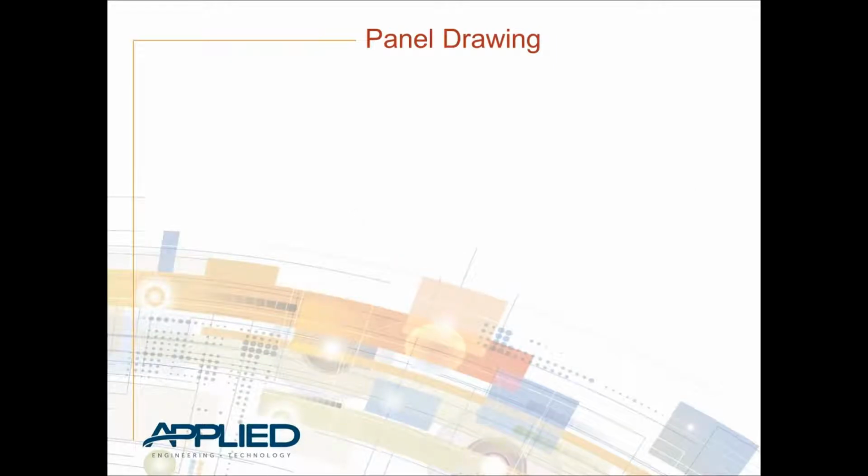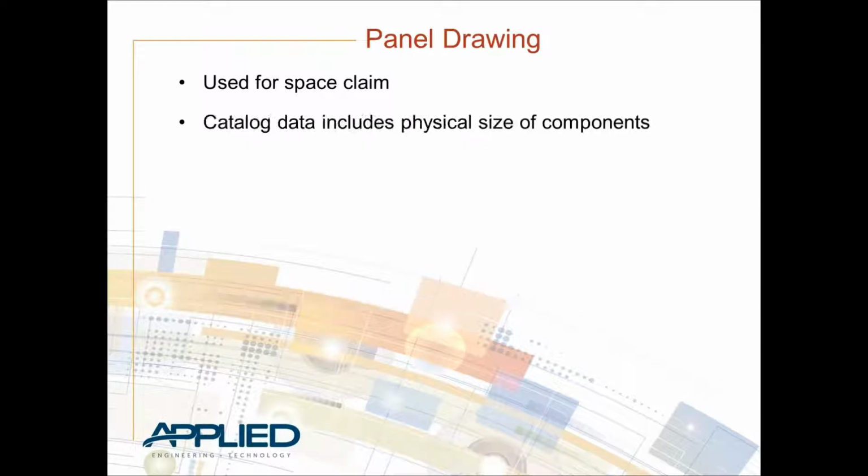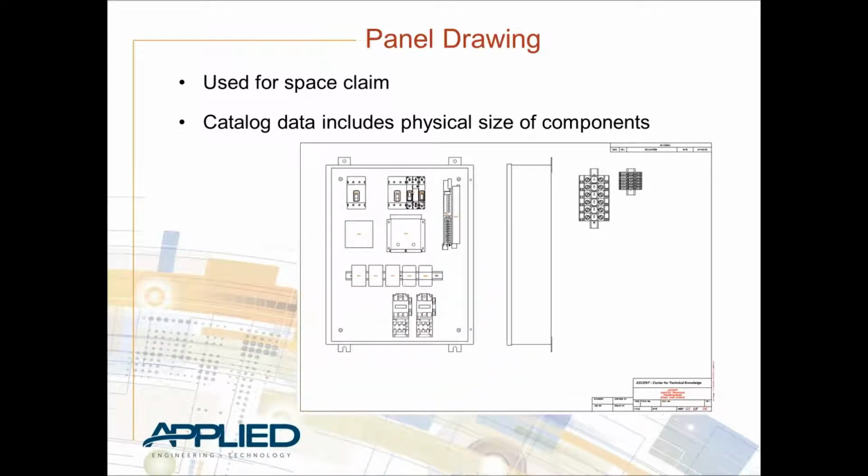The panel drawing would result in that cabinet that we just showed. Again, it's used for space claims. So all of the components that are found in the catalog, whether it's a push button, a relay, a DIN rail, that catalog data includes the physical size of those components, so that when you lay it out in your panel drawing, it's an accurate representation. So you know, Hoffman 16, these don't fit in here. You can upsize your cabinet to the next size enclosure, and when the shop floor goes to order those components to build that cabinet, they'll have the correct information.